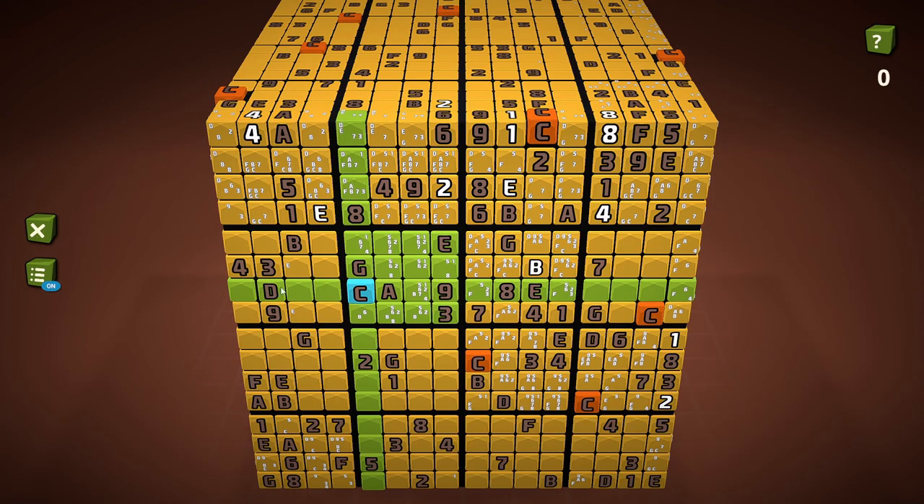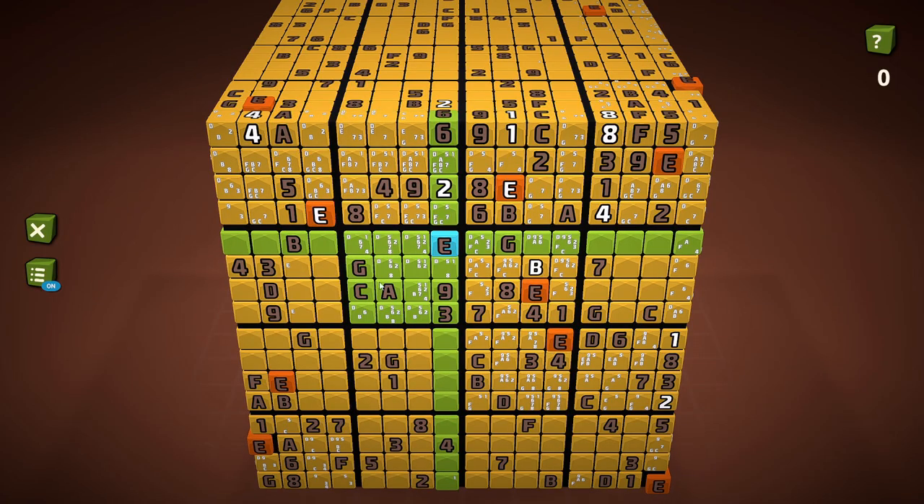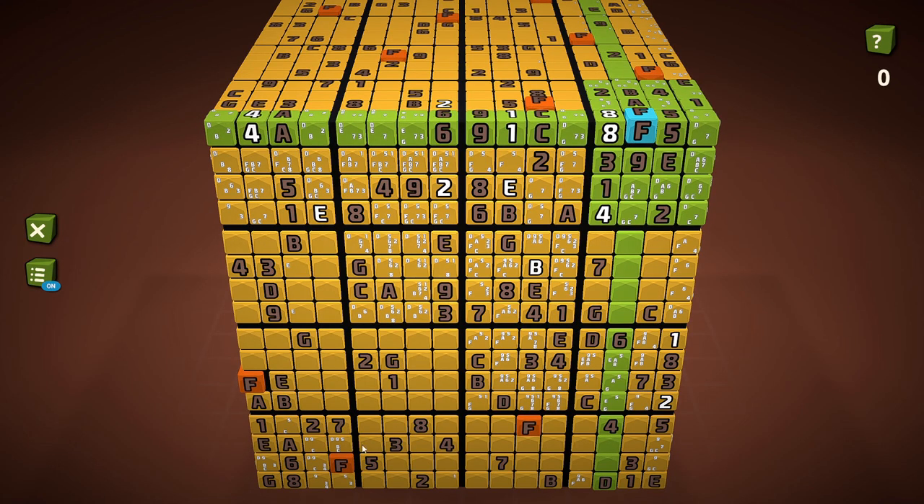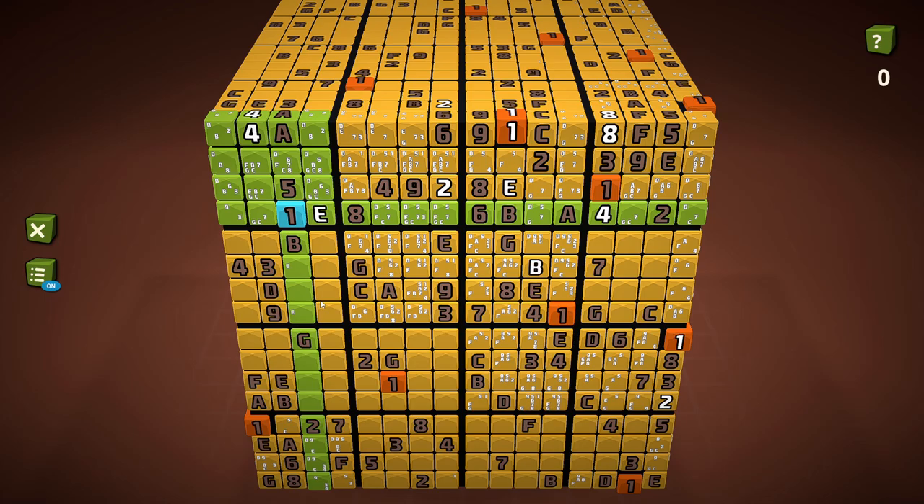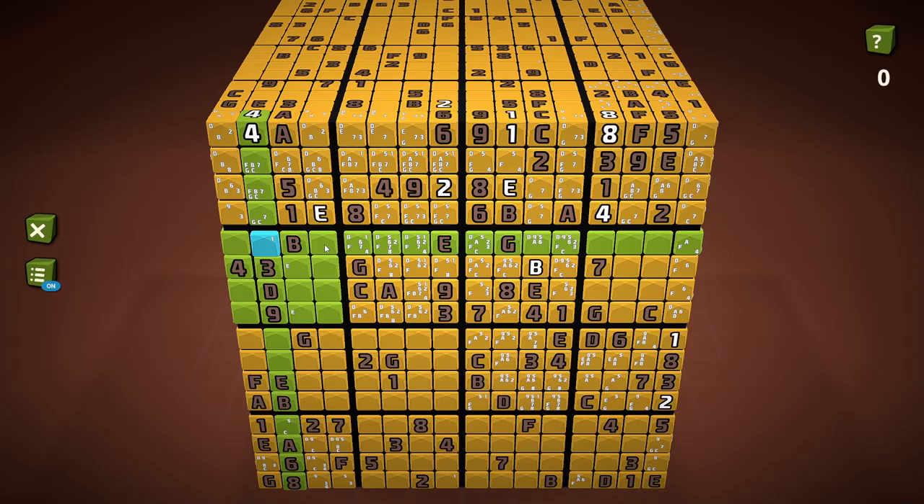C, and where is that D? E and F. But then no G. Okay. You know what? Let's do this square right here. Can't be the left, can't be this, can't be the bottom one. So that still leaves 4 possible ones.